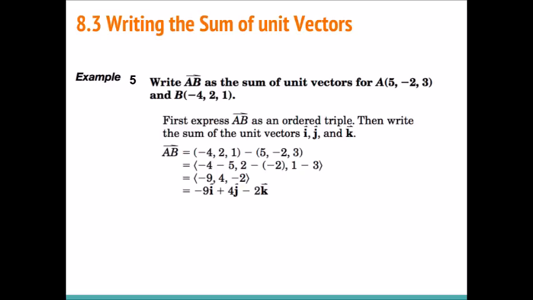So -4, 2, 1 minus 5, -2, 3. So finally you would get the coordinates -9, 4, and -2. So you would write this as -9i plus 4j minus 2k.